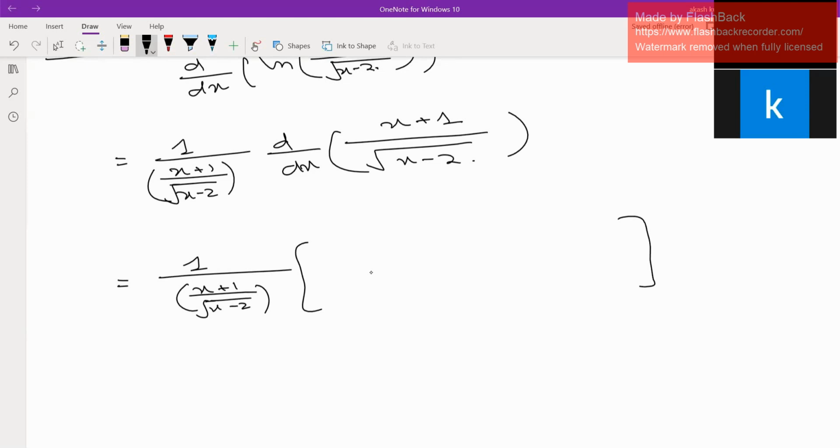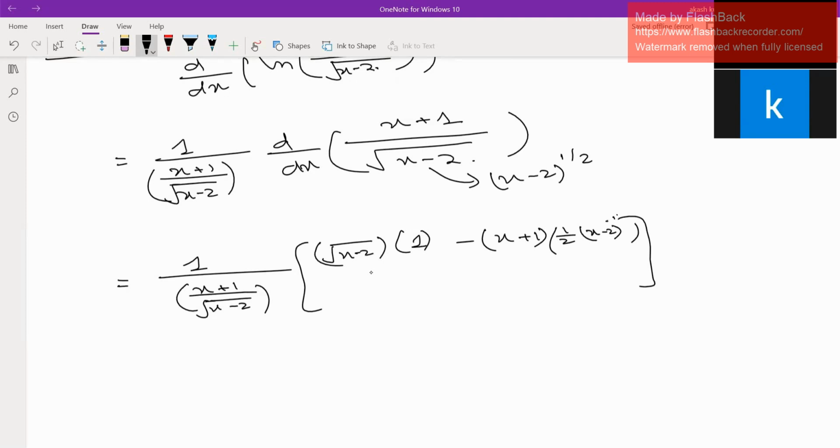Applying the quotient rule, so square root of (x minus 2) as it is, and the derivative of x plus 1 is 1, minus (x plus 1), and then it is (x minus 2) to the power half, power first, minus 1 from the power, it becomes minus half, right? Yeah. Okay, and then taking the derivative of x minus 2, it becomes 1 only, divided by (x minus 2) whole square. Is it clear? Yeah. Okay.